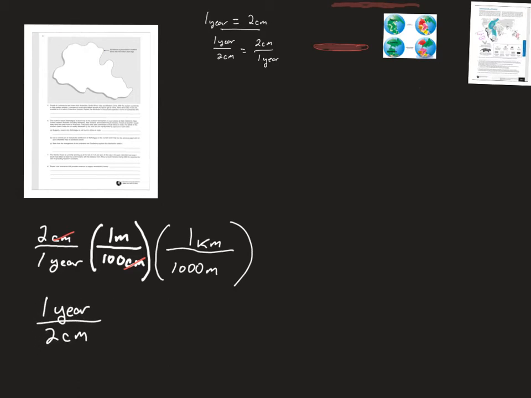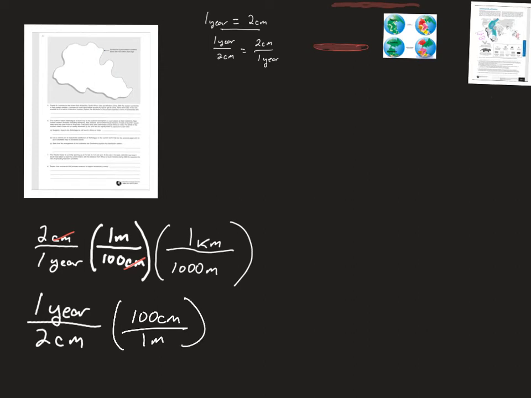So I'm going to put year on top. And if I put year on top and I'm trying to get rid of centimeters, I'm going to want to put 100 centimeters on top. How come I can put 100 centimeters on top and 1 meter on the bottom? Because as I said, they're equal. 100 centimeters is equal to 1 meter. So I'm allowed to do that, and centimeters cancel out. Why did I put 100 centimeters on top? So I could cancel out centimeters.